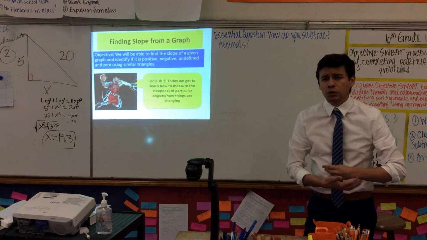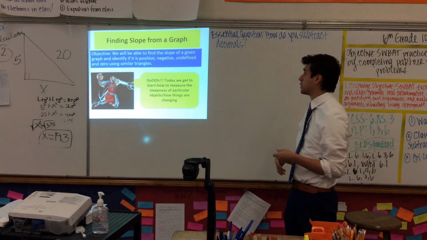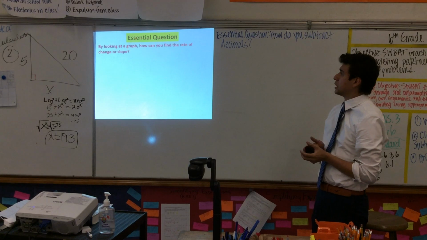Technically, it's not similar triangles. We call them the slope triangles. Like the right triangles we used to draw in the Pythagorean theorem. Okay, and the standard is 8.EE.6. Okay, so this is the essential question.